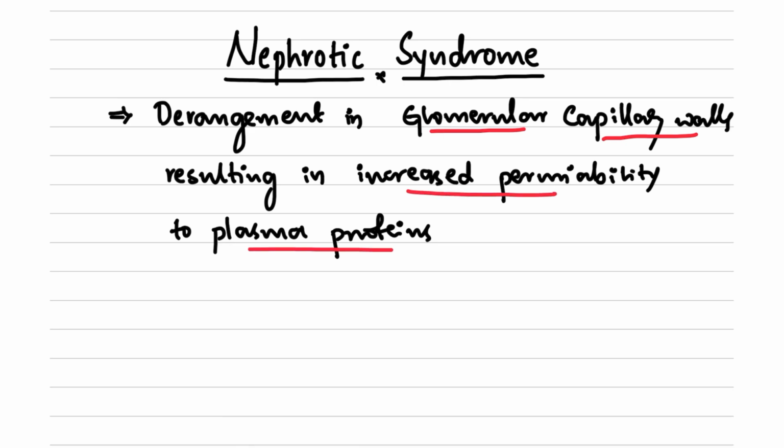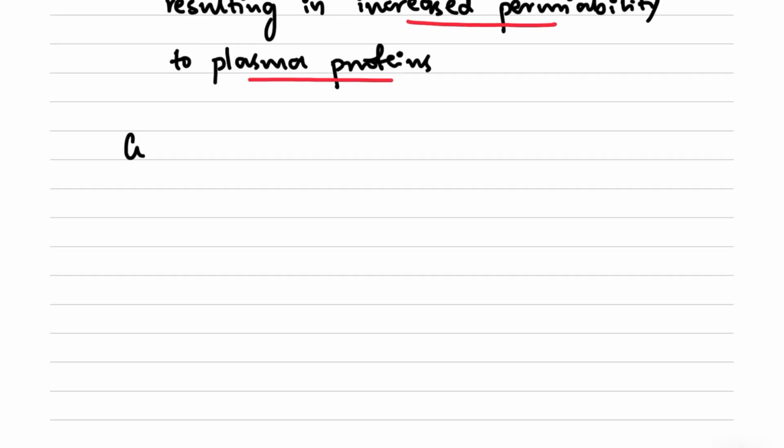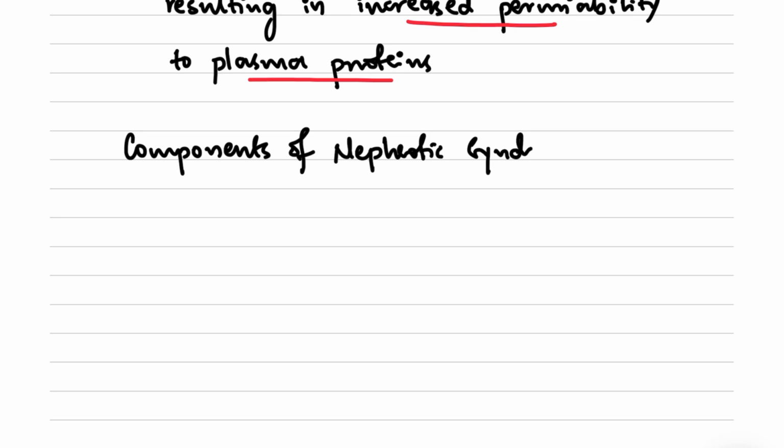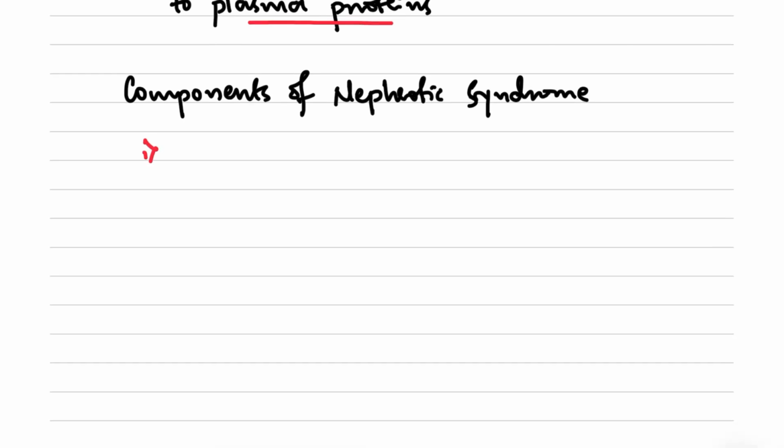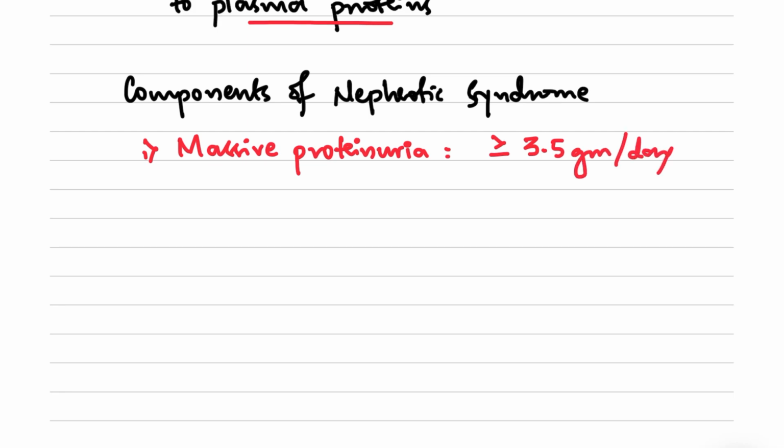Now let's look at the components of nephrotic syndrome. This is how you usually remember nephrotic syndrome. So what are the different components we have? Number one is massive proteinuria. What will be the proteinuria range in nephrotic syndrome? It will usually be more than or equal to 3.5 grams per day. So this is about the massive proteinuria.